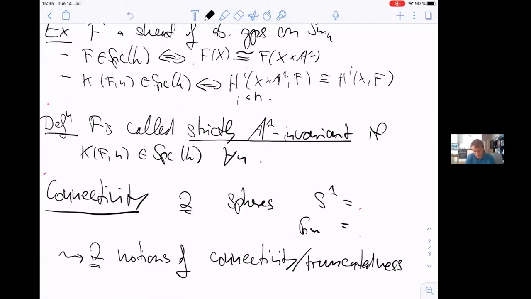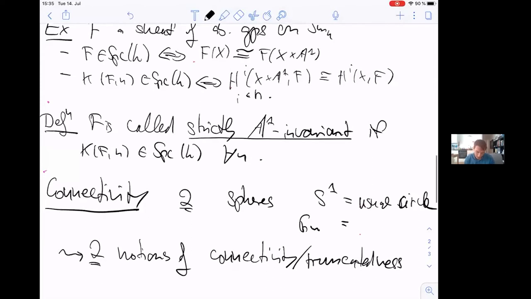And motivically, we have two spheres. Again, I'm sure you know this, right? So there's the usual circle, if you want, and then there's some algebraic circle, which is denoted G_m. It's just you take the complement of zero in the affine line, and let's say you point at one, and then these spheres define your pointed motivic spaces, which are a bit like spheres somehow.